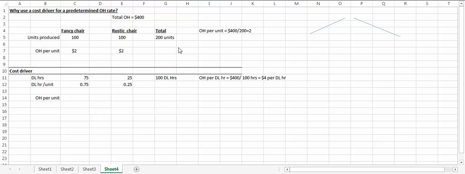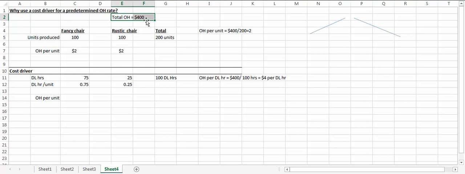In this video, I'm going to demonstrate why we use a predetermined overhead rate using a cost driver. For this purpose, assume that we have a manufacturing environment in which we make two types of chairs, the fancy chair and the rustic chair. And that for a particular run, we made 100 of each, so that the total production is 200 units. Further, assume that total overhead is $400 for that period.